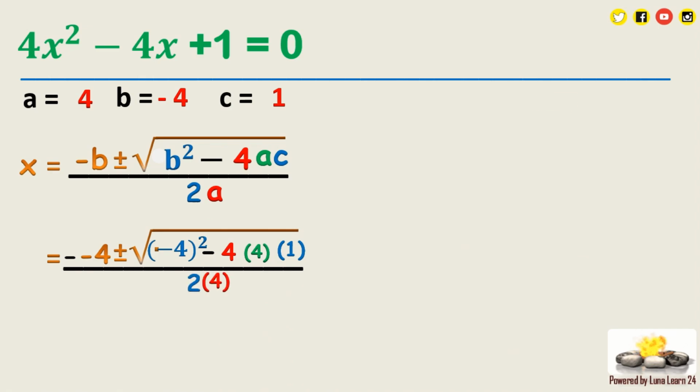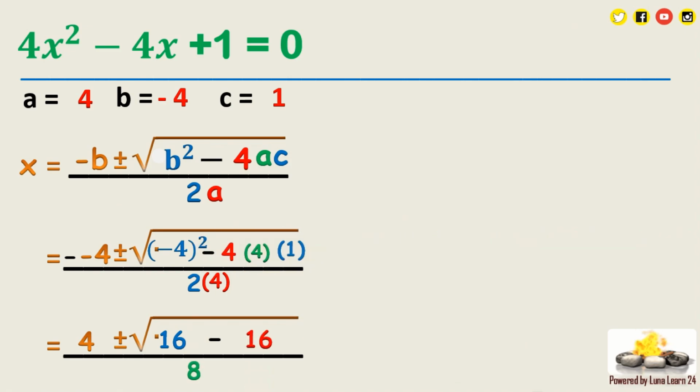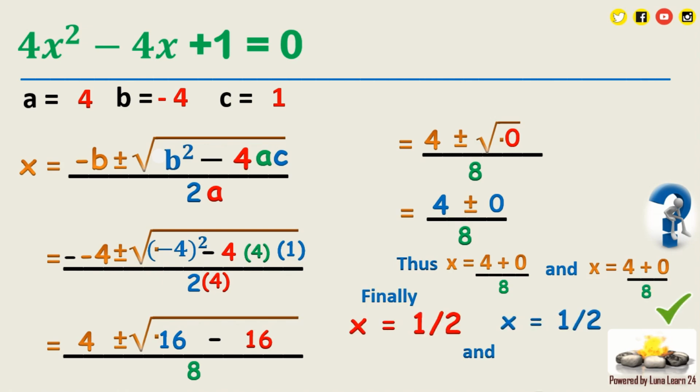Okay? So simplifying will give us 4 plus or minus the square root of 16. Okay? Negative 4 squared is 16, minus 4 times 1 is 16 as well. So the result is 16 minus 16, all that on 8. So this will be equal to 4 plus or minus the square root of 0, all this on 8. Therefore, the roots will be 4 plus 0 on 8, or 4 minus 0 on 8. So the result will be x equals a half and x equals a half.